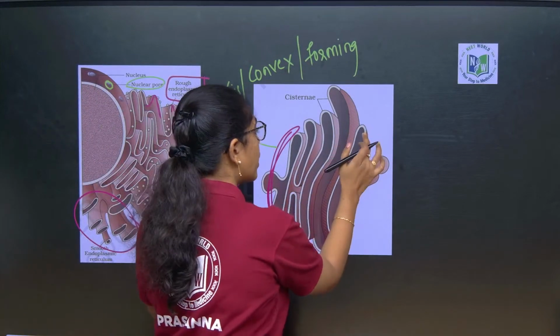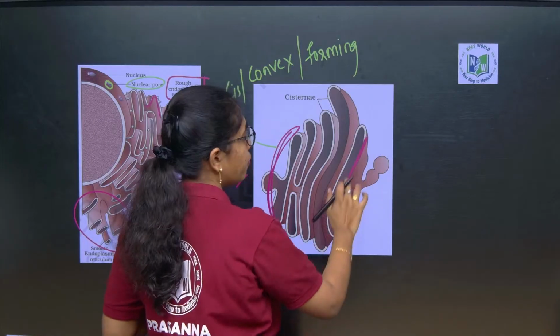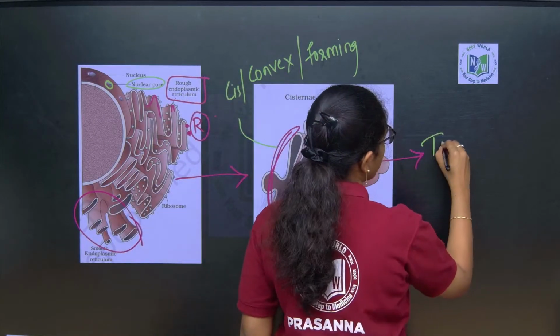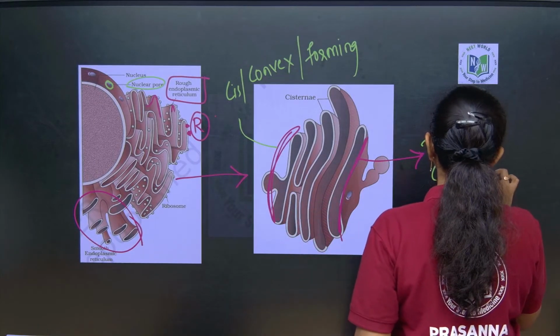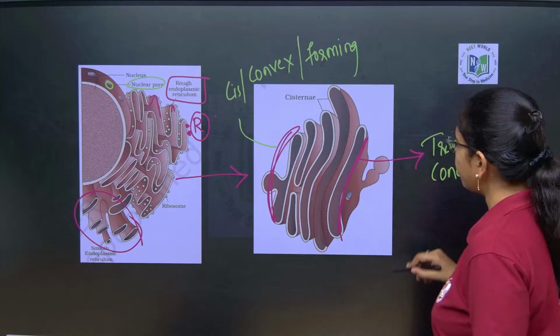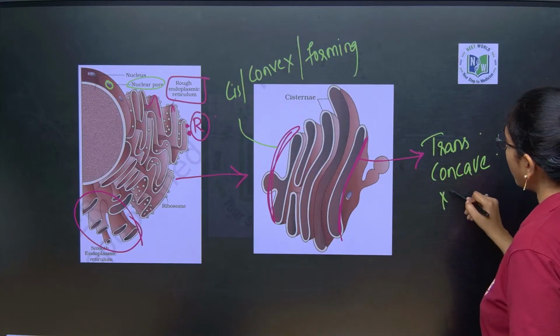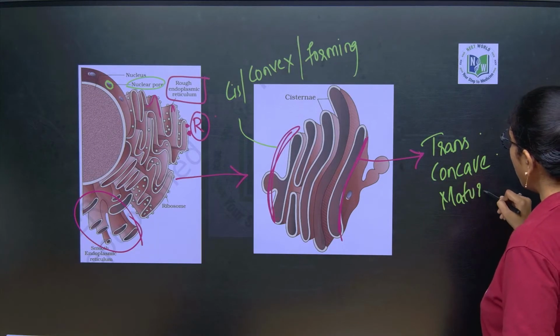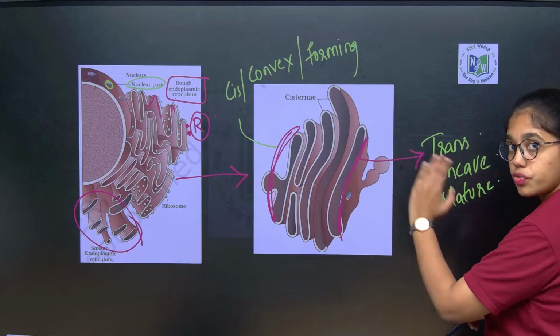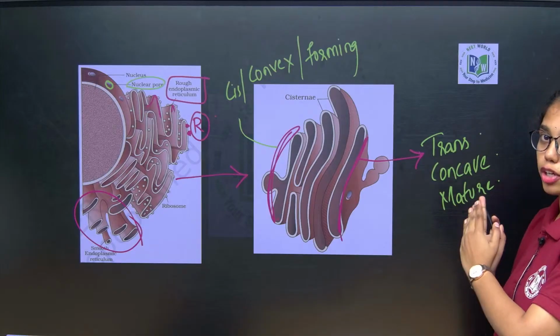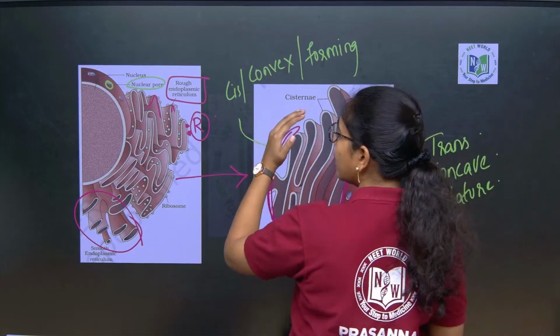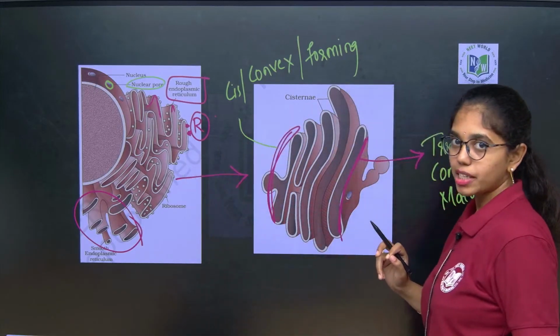Next, this concave phase is also called the trans phase, concave phase, or mature phase. Trans phase, concave phase or mature phase is towards the cytoplasm. Cis forming phase is towards the endoplasmic reticulum.